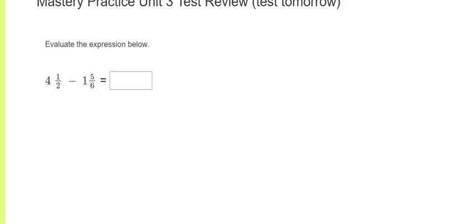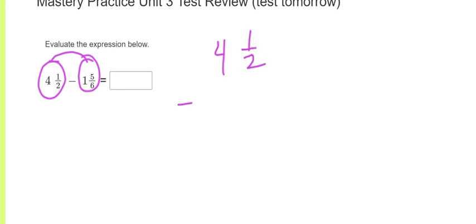Evaluate the expression below. So we have 4.5 minus 1 and 5/6. We have 4 minus 1 and 5/6. Now, because the 5 out of 6, that number is a little tricky when you're converting it.